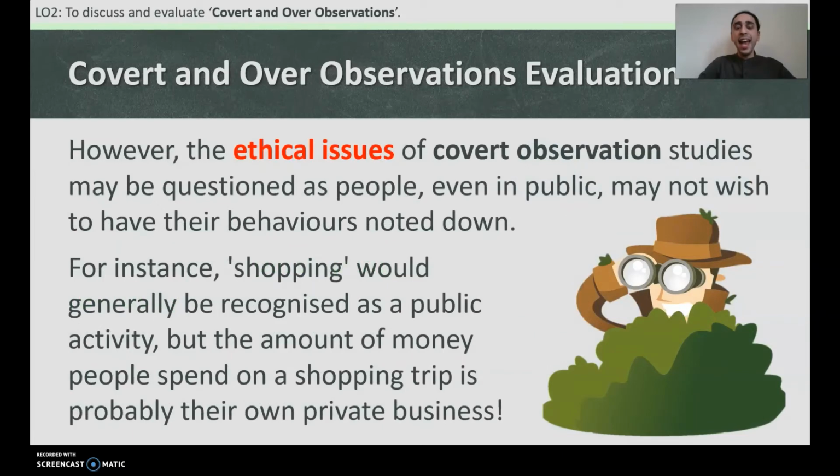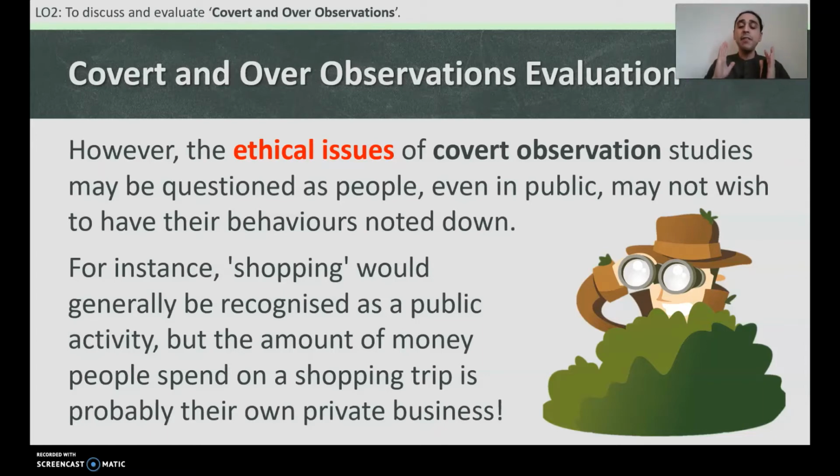However, the ethical issues of covert observation studies may be questioned, as people, even in public, may not wish to have their behaviors noted down. As we know, in observations, they need to be in public, okay? You can't do observations in private places, okay? So I can't do an observation of somebody in their house, right? That's ethically unacceptable, right? Me being at their window, like, what's going on in there? Well, that's interesting. Not acceptable, not ethically acceptable. So if you were to do an observation, they usually have to be in public.